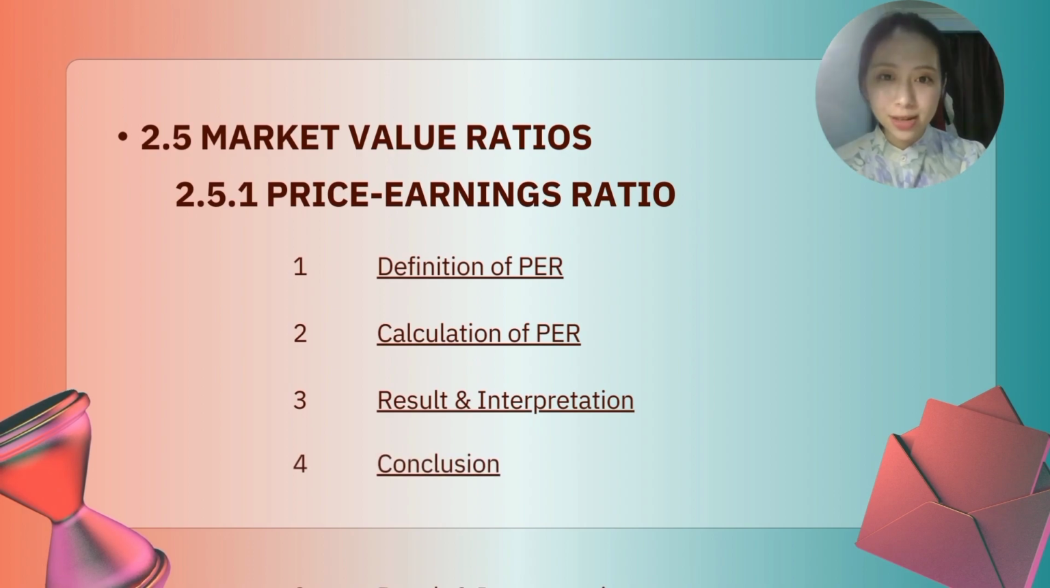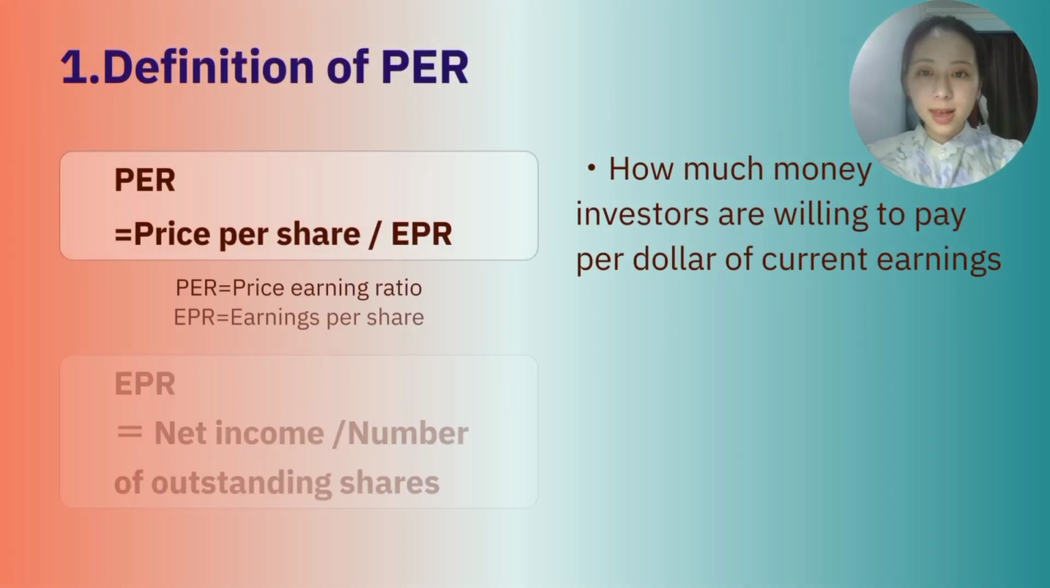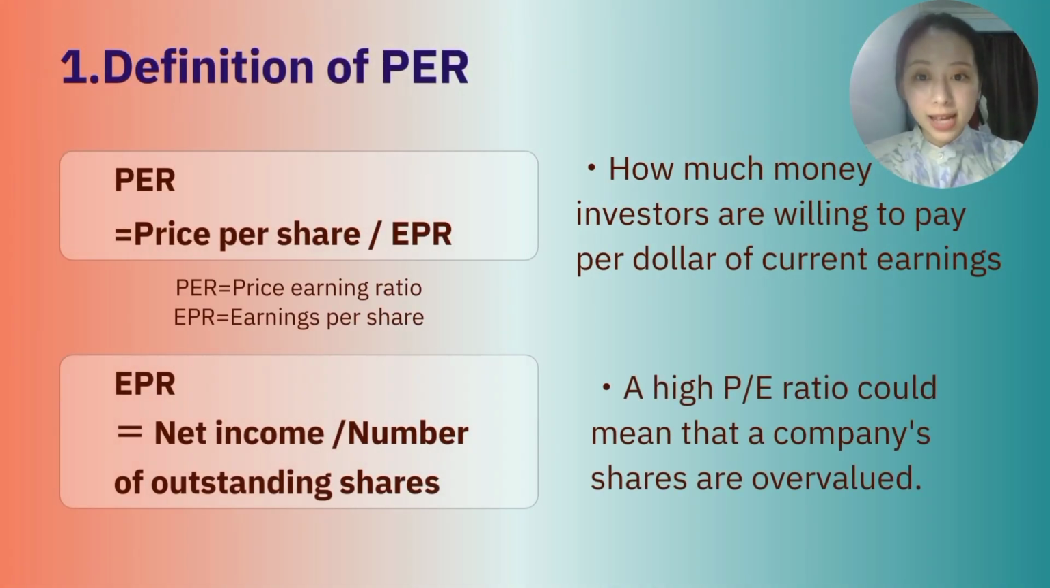From now on, I'll talk about the market value ratios. This time we calculated price-earnings ratio. PER stands for price-earnings ratio. You can calculate PER by dividing price per share by EPR. EPR means you can get EPR by dividing net income by number of outstanding shares. PER is very useful because you can know how much money investors are willing to pay per dollar of current earnings.